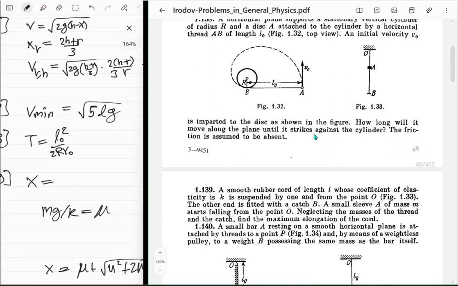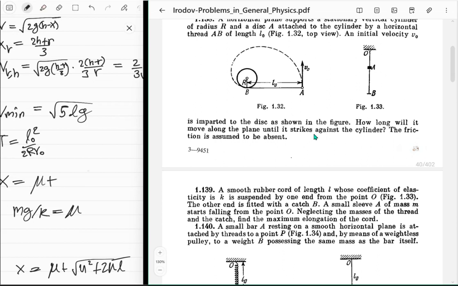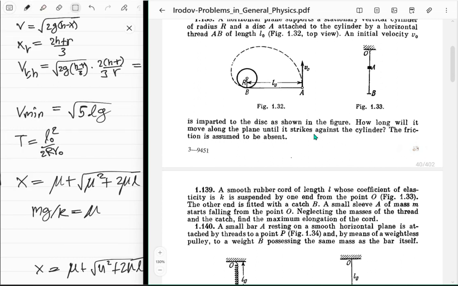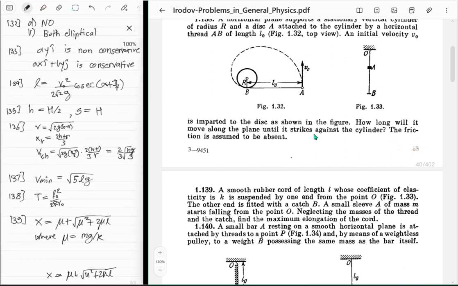So x is equal to mu plus square root of mu squared plus 2 mu l, where mu is just mg upon k. Alright, so that's 139. Let's go to 140 now.